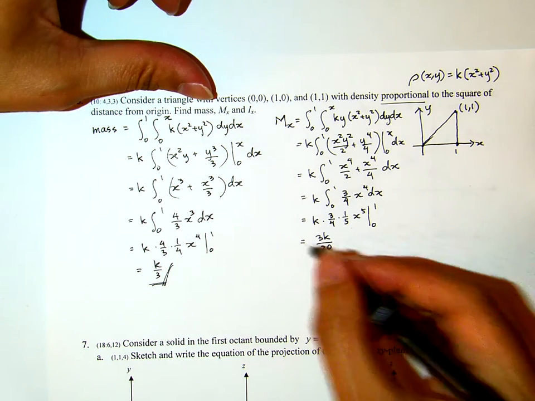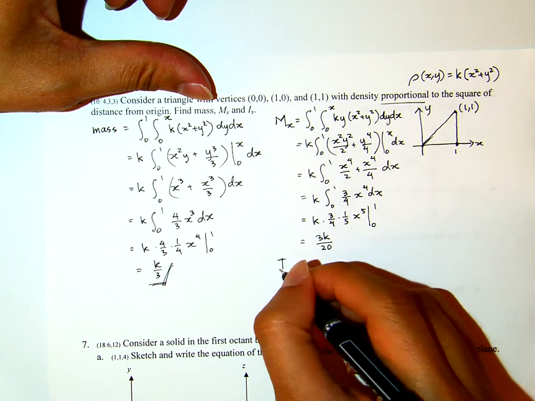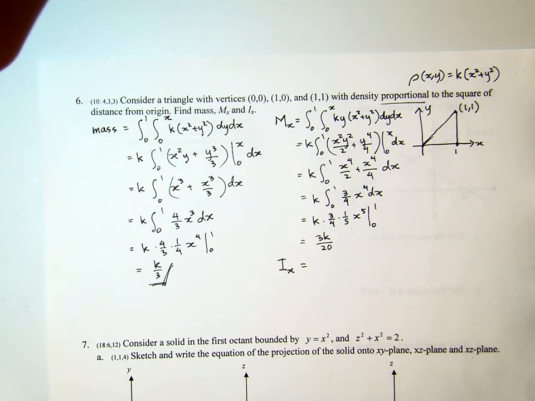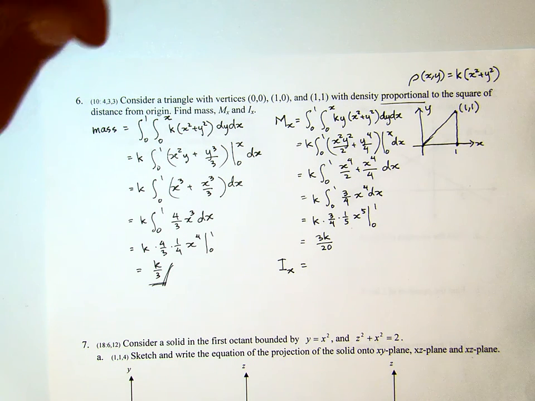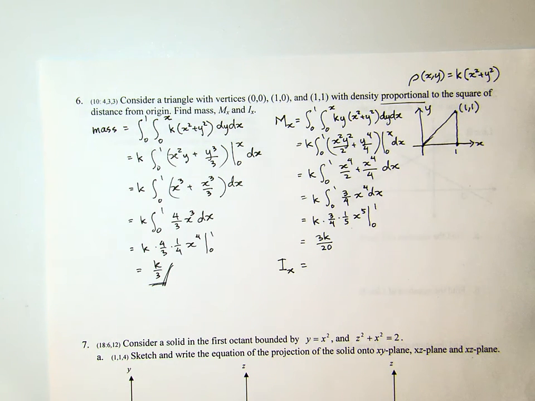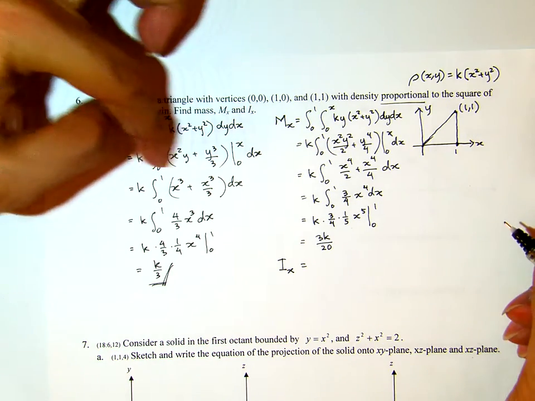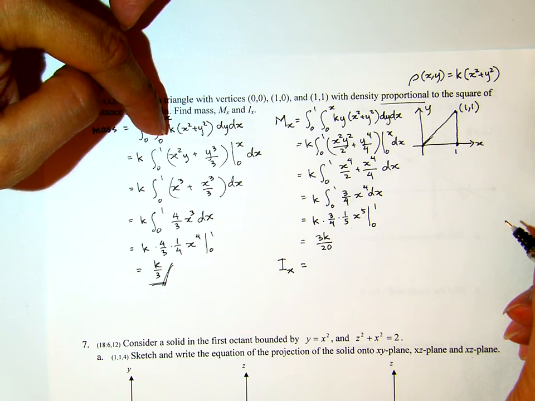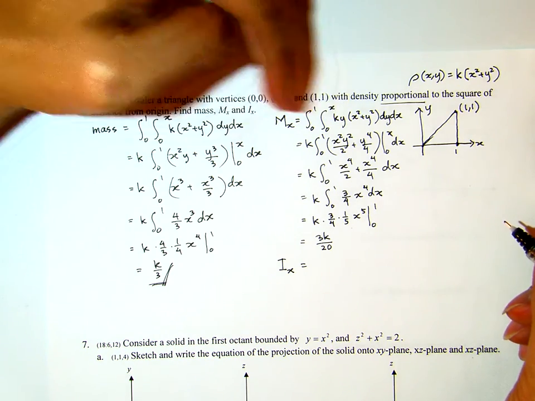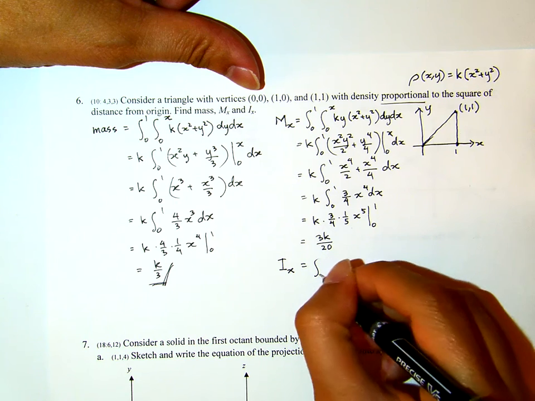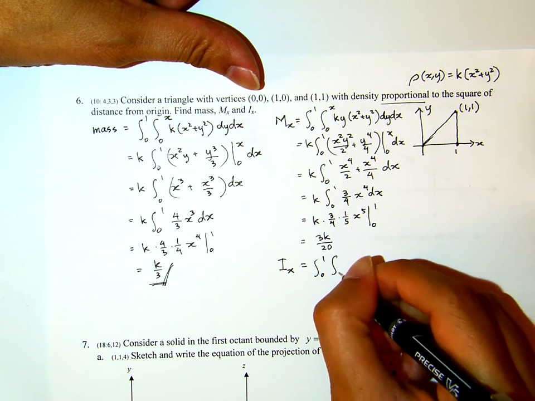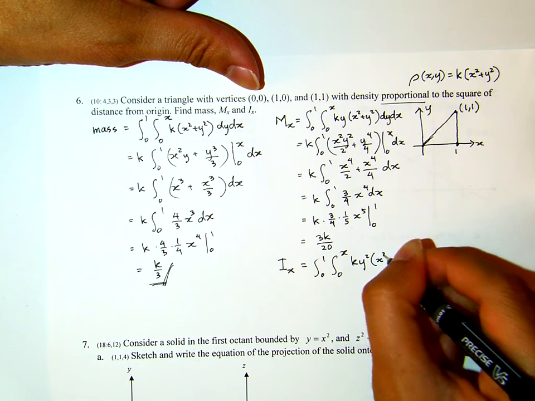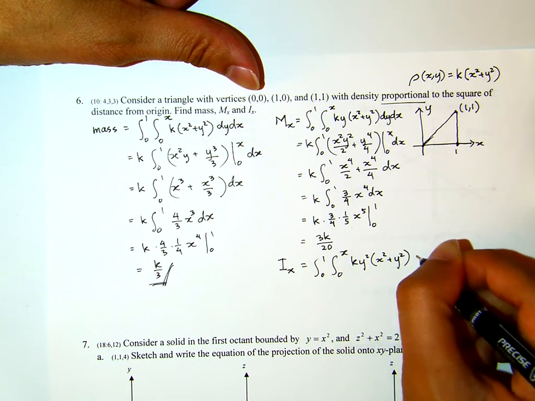Now let's move on to the moment of inertia with respect to the x-axis. Now the same idea, this is actually the second moment with respect to the x-axis, which means in the mass integral I will insert y squared. For the moment of x, I inserted the y. Now I will insert the y squared. It's k y squared times x squared plus y squared dy dx.